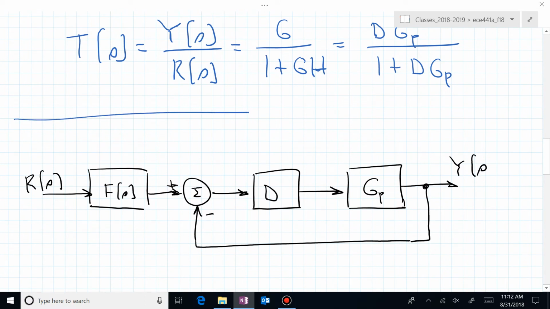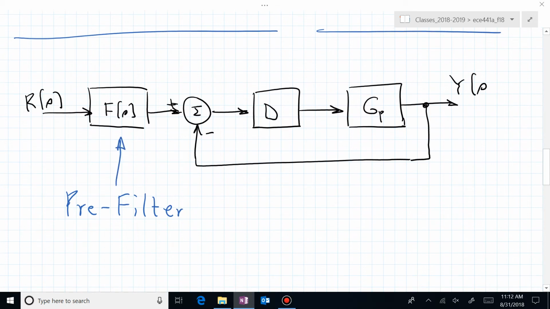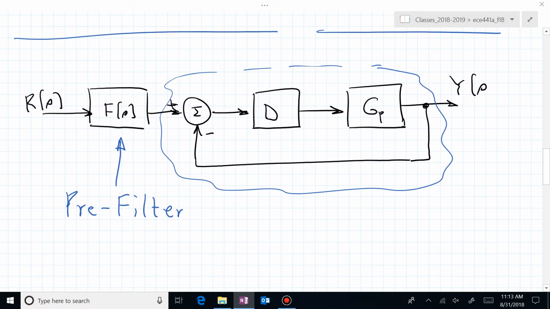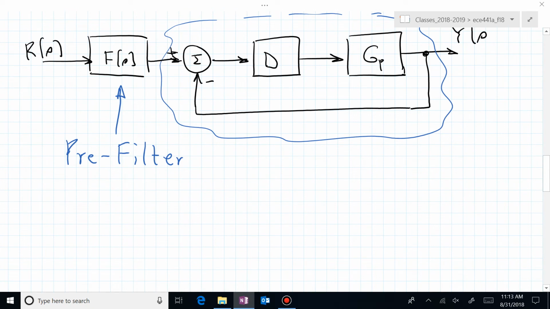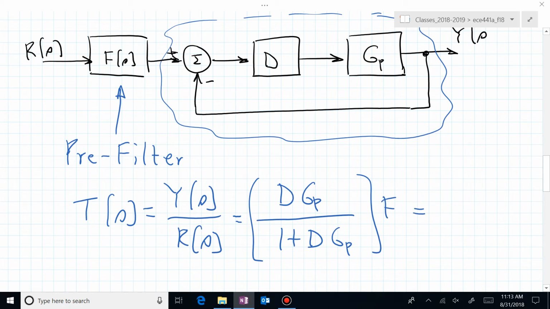Something similar in this block diagram. This, you could say, is a block diagram with a pre-filter, where here is our pre-filter, F of S. The right-hand side is really just our previous transfer function, and with this pre-filter, that's now in cascade with that other transfer function, or this transfer function, T of S. The ratio of Y of S to R of S is now the D G sub P over 1 plus D G sub P in cascade with the F, or this is now D G sub P F over 1 plus D G sub P.